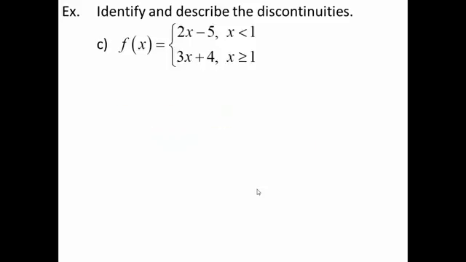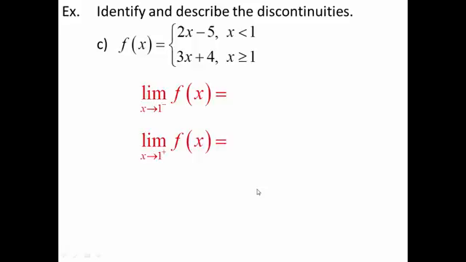All right, what about a piecewise function? Remember, with piecewise functions, the key comes to, does the limit exist? Does the left hand equal the right hand? So I'm going to focus on that. The left hand limit is going to go to -3. The right hand limit is going to go to 7.